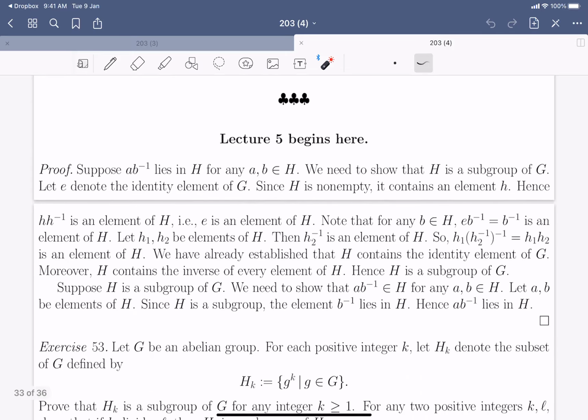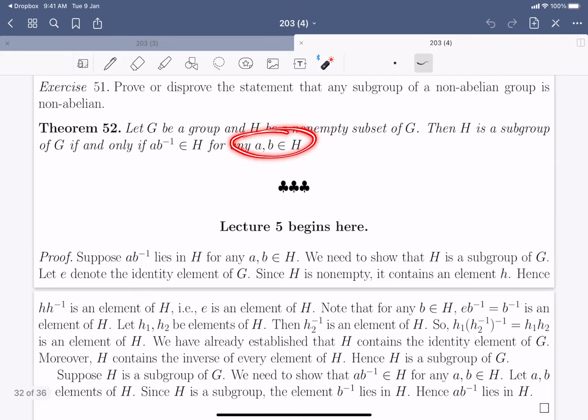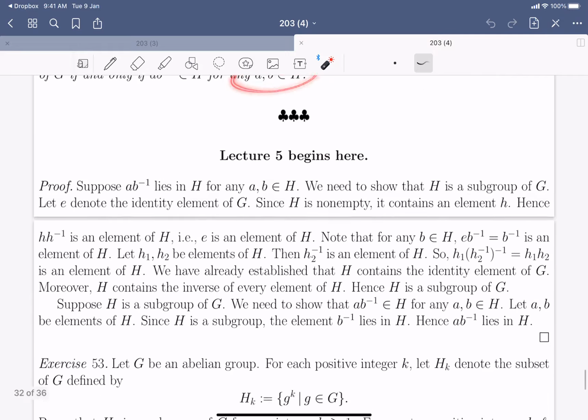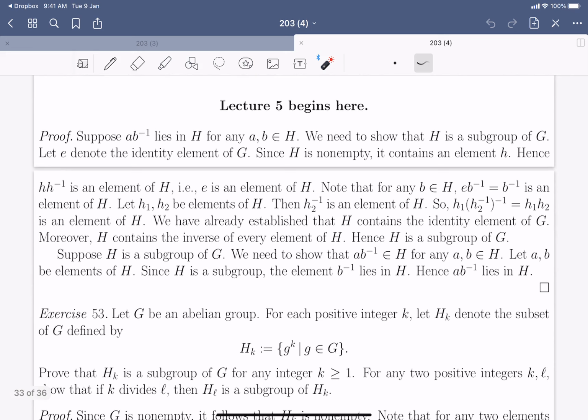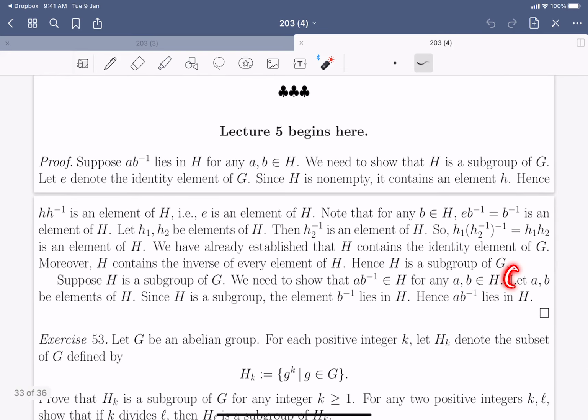Okay, so if we pick two elements A and B from H, then you certainly know that B inverse has to lie inside H, being a subgroup. And then you know that A is an element of H, B inverse is an element of H, so their product also has to lie inside H. So AB inverse lies inside H. This is something that we have proved from the hypothesis, given two elements A and B of H. So you are done, right?